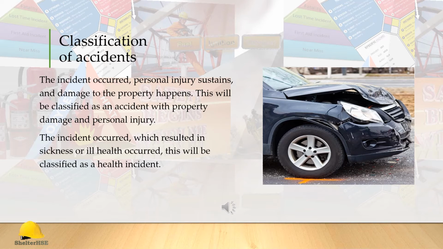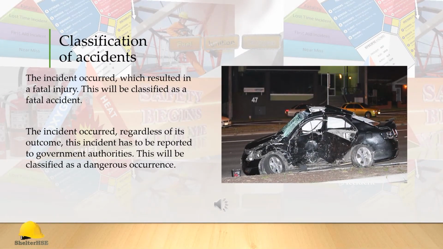The incident occurred, which resulted in sickness or ill health. This will be classified as a health incident. The incident occurred, which resulted in a fatal injury. This will be classified as a fatal accident. The incident occurred, regardless of its outcome. This incident has to be reported to government authorities. This will be classified as a dangerous occurrence.